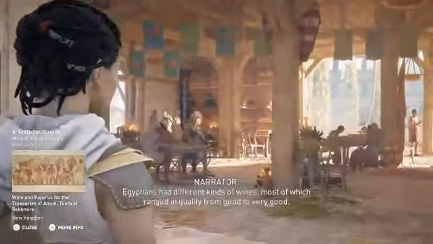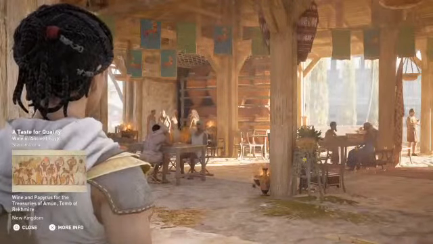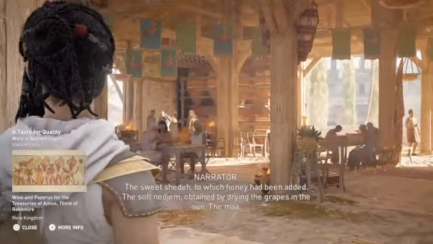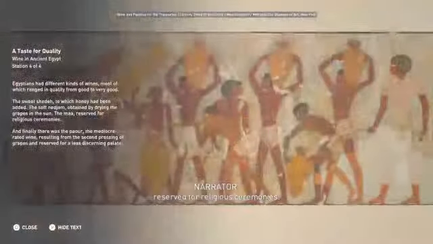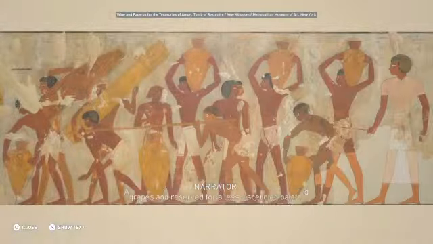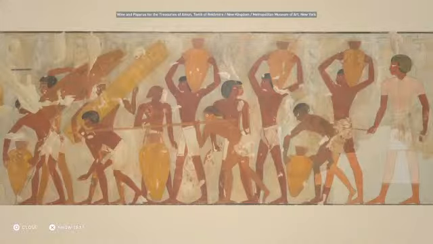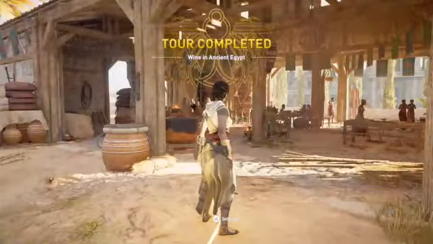Egyptians had different kinds of wines, most of which ranged in quality from good to very good. The sweet Shadé, to which honey had been added. The soft Nejem, obtained by drying the grapes in the sun. The Ma, reserved for religious ceremonies. And finally there was the Peor, the mediocre rated wine, resulting from the second pressing of grapes and reserved for a less discerning palate. And of course, New Kingdom, Metropolitan Museum of Art in New York. And there is that.